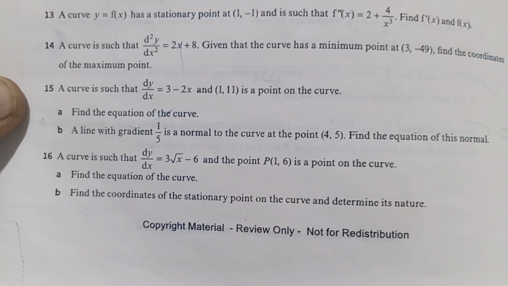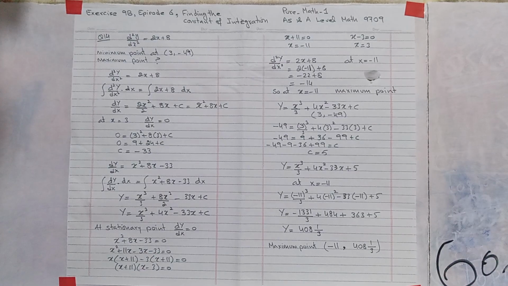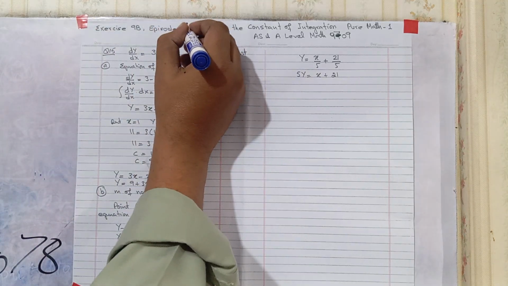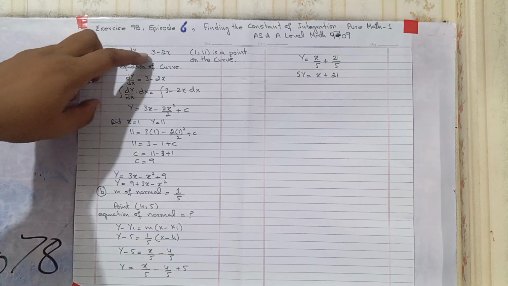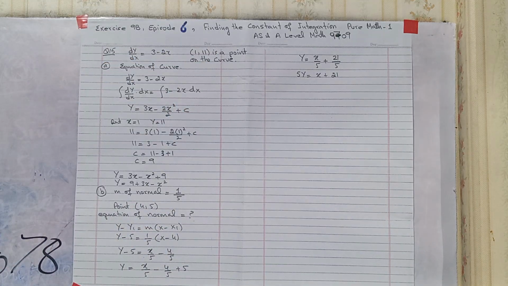Okay, so there are two parts, a part and b part. The dy by dx is given, a point on the curve is also given. It's a very simple, straightforward question. So we will go to the next. So this is exercise 9b, and this is the episode 6 on this exercise. So we are on the question number 15. So the dy by dx is equals to 3 minus 2x. It is given. 1 comma 11 is a point on the curve. The a part is find the equation of the curve.